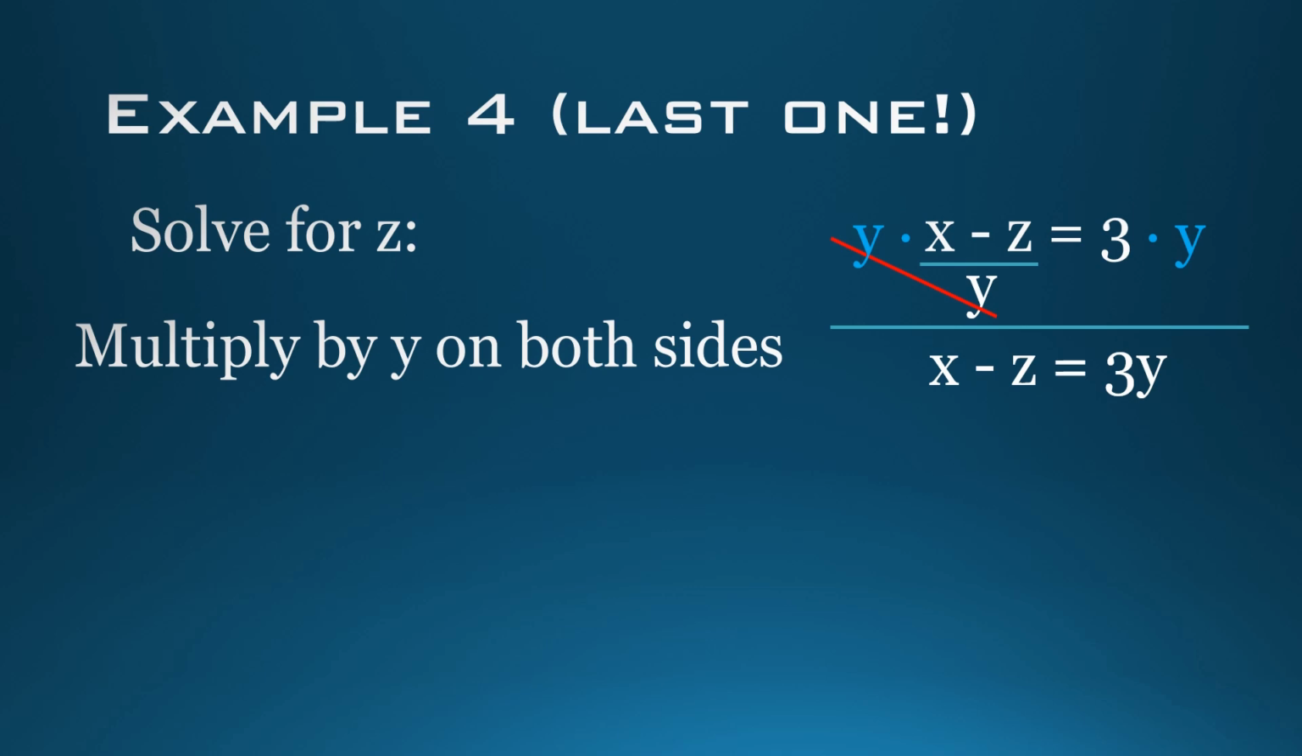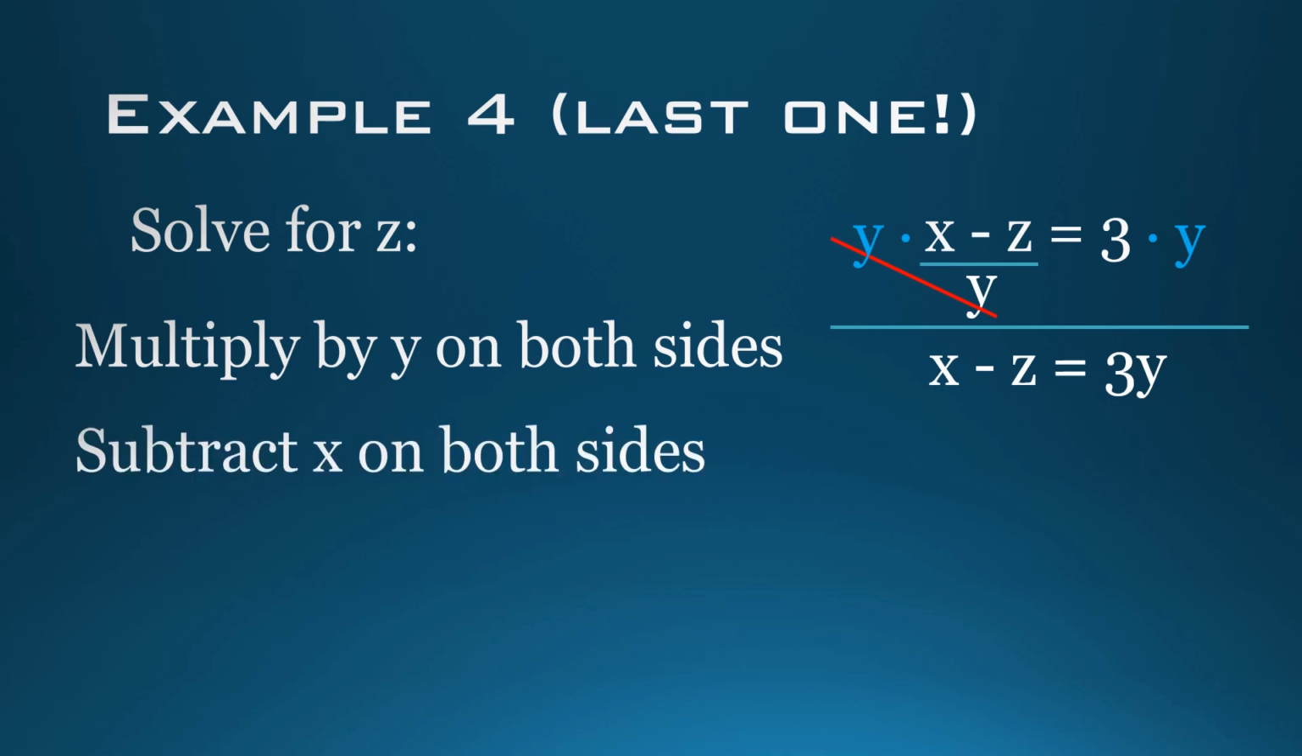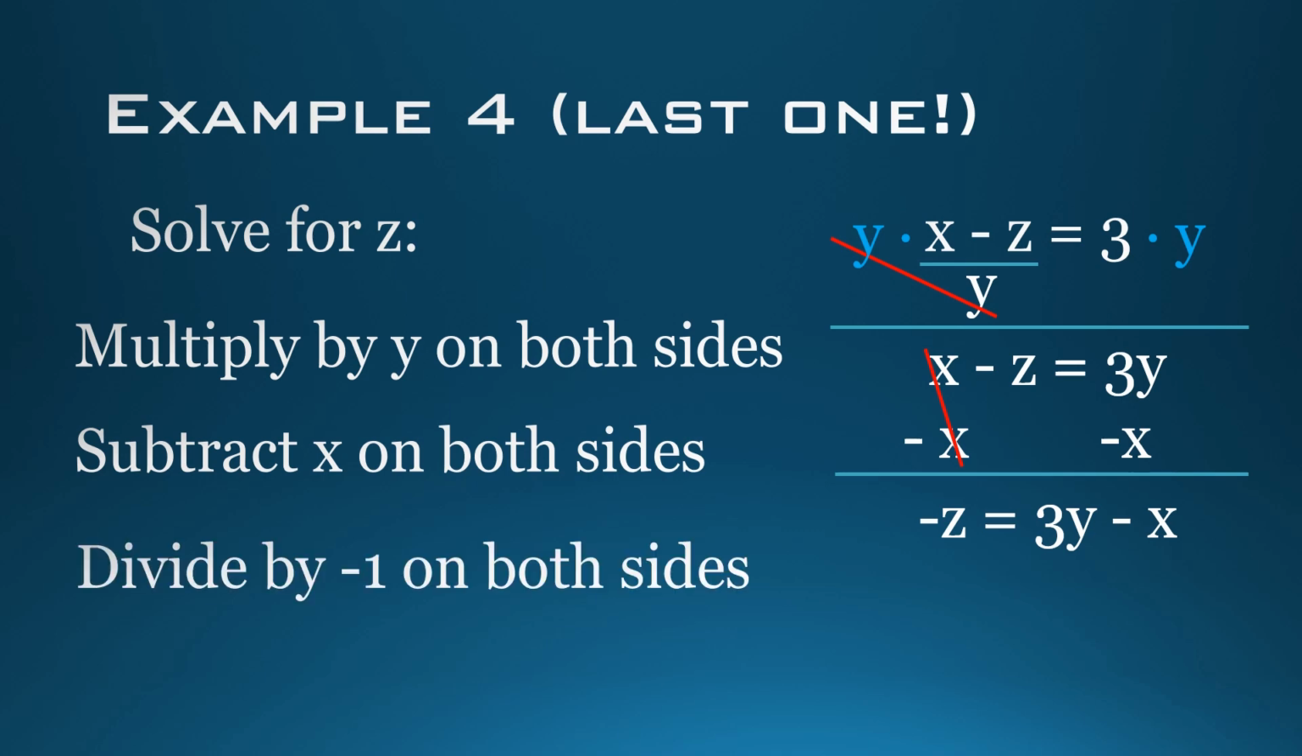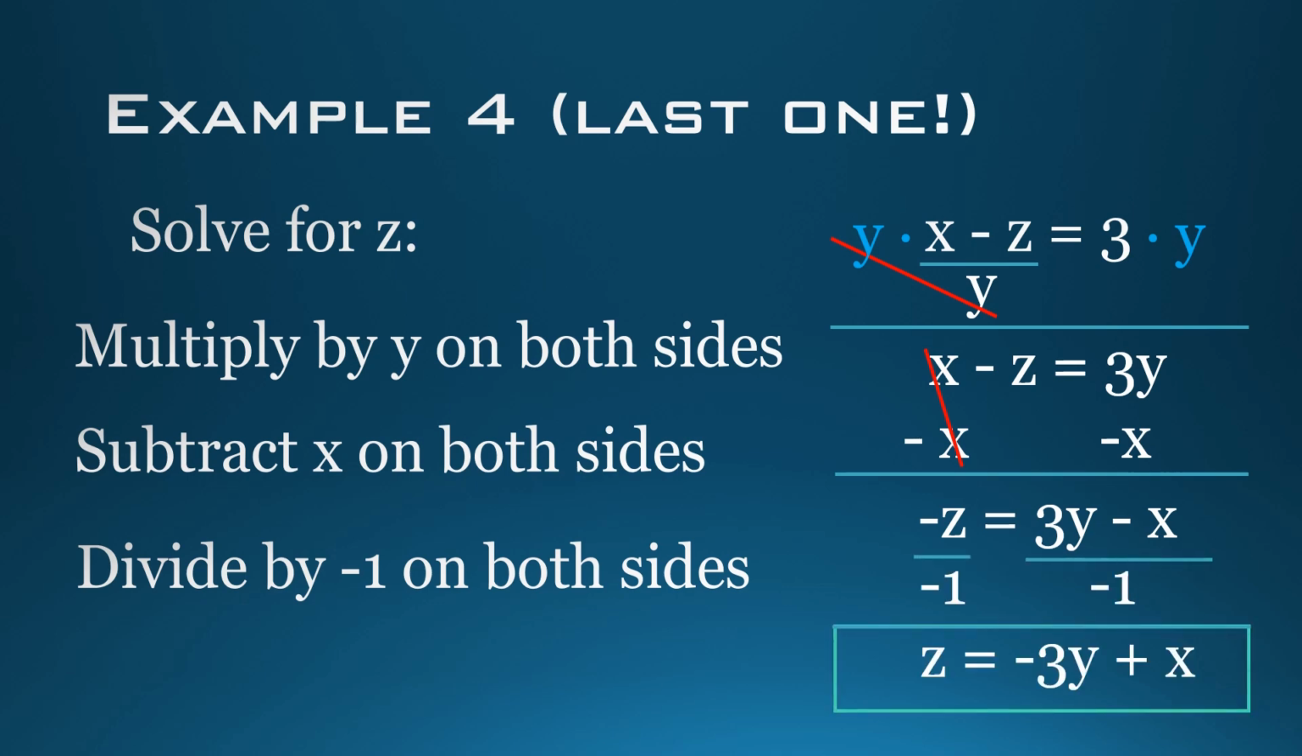Now we have to get rid of the x because we're trying to solve for z. So we subtract x on both sides, and we're left with a weird little negative z equals 3y minus x. The problem is we need positive z, not negative z. Now if you remember, there's always an invisible 1 in front of a variable. Since it says negative z, that's really negative 1z. So we divide by negative 1 on both sides, and it changes the signs of everything. So what we end up with is z equals negative 3y plus x. And that's our answer.